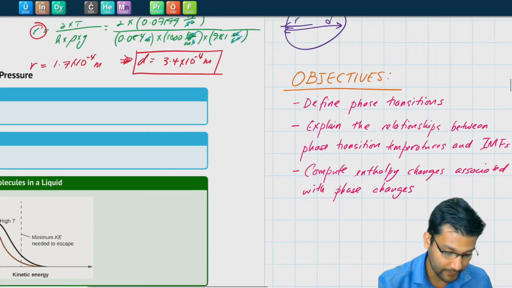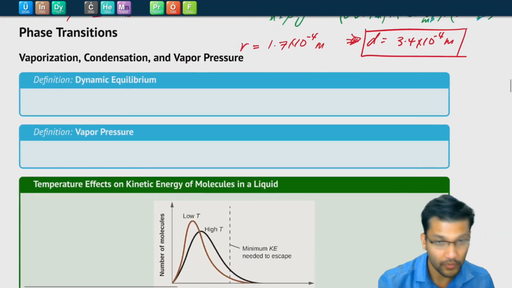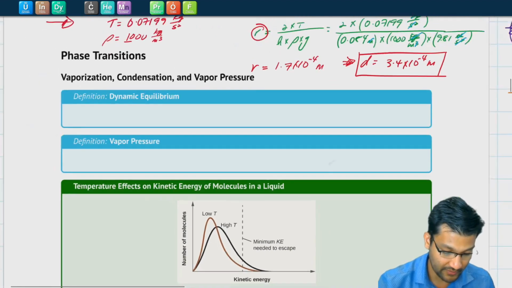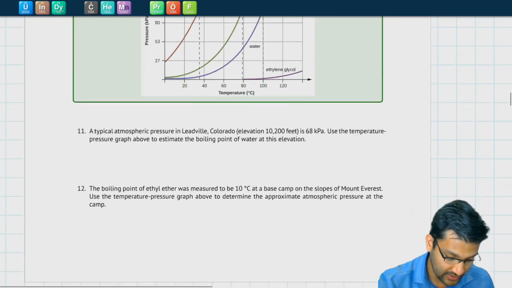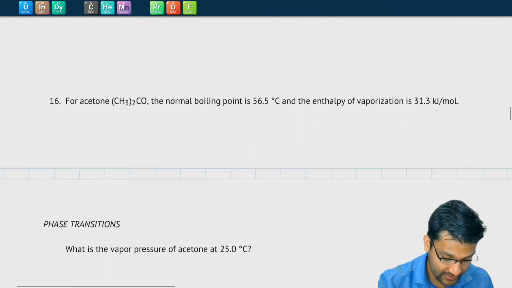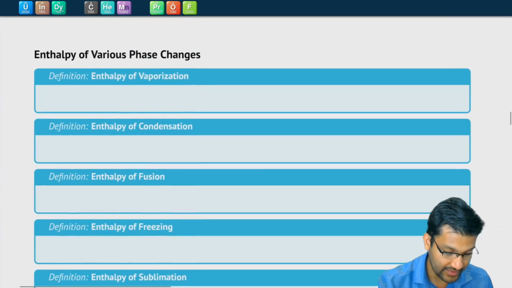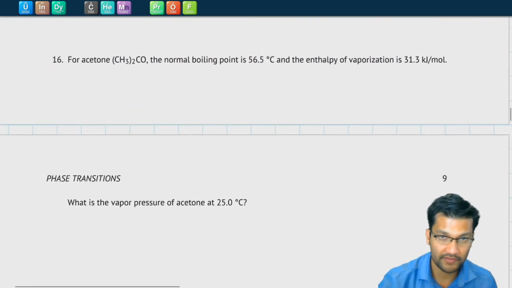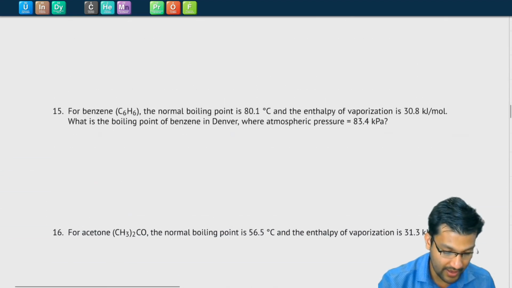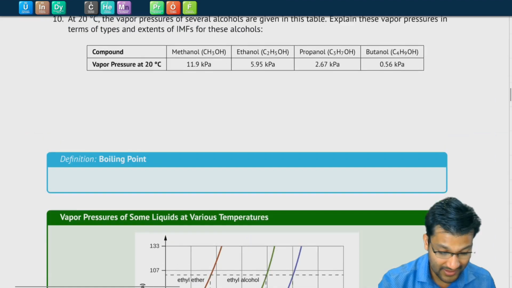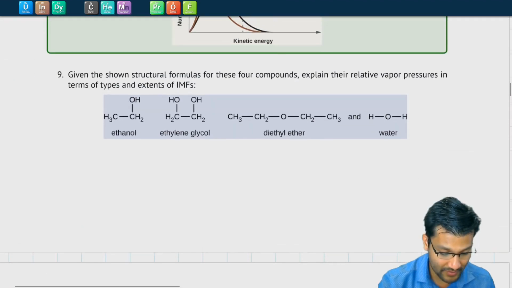Let's get started. Now, this video is going to be long because I plan to cover vaporization, condensation, and vapor pressure. I also intend to cover the Clausius-Clapeyron equation, and the enthalpy of various phase changes. Feel free to pause the video at any point and take a break, and come back to it later. I'll see if I can film this all in one go.